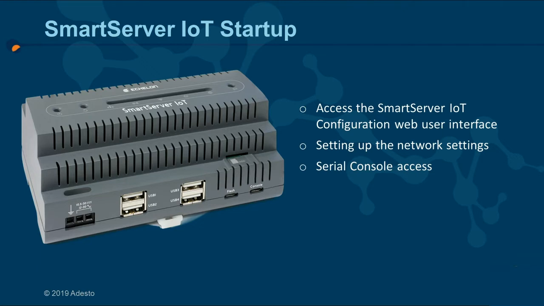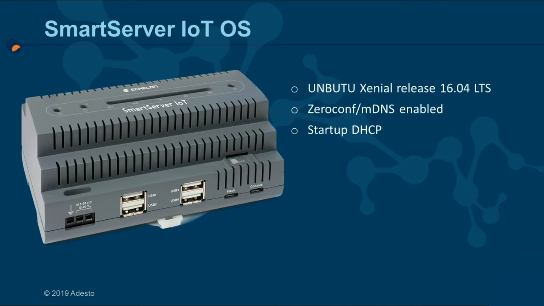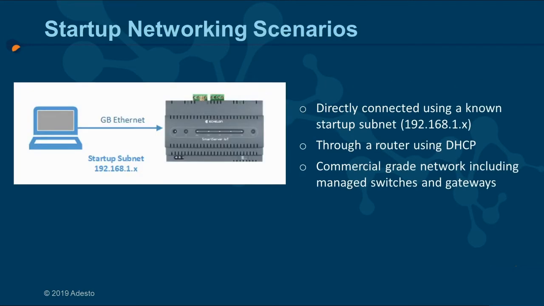Let's get started. The SmartServer IoT is built on Ubuntu 16.04 LTS release, also known as Xenial. From the Modesto factory, it is configured to support Zeroconf or mDNS to allow for named host access. This works even in networks that do not include a local DNS server. By default, DHCP is enabled to handle the SmartServer IP address assignment. This is a departure from previous SmartServer generations, which used a known static address. Out of the box, all of these scenarios work for the SmartServer IoT.